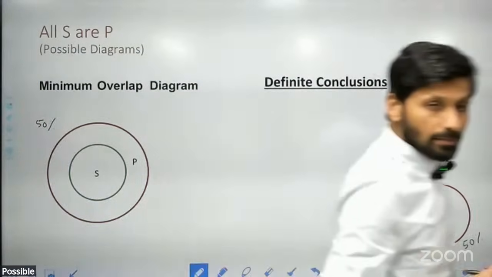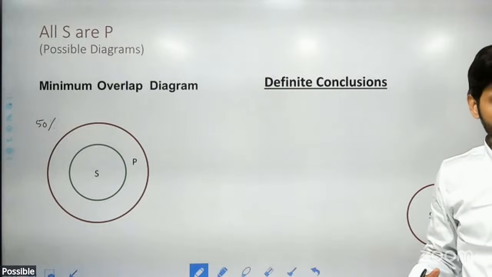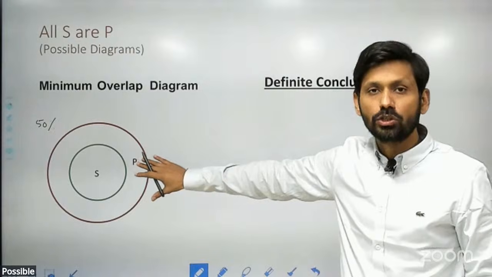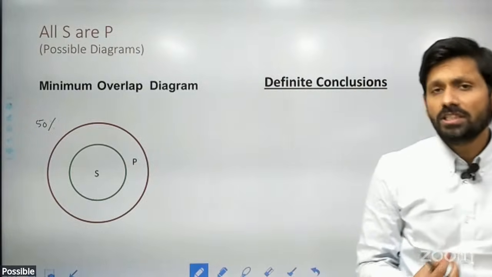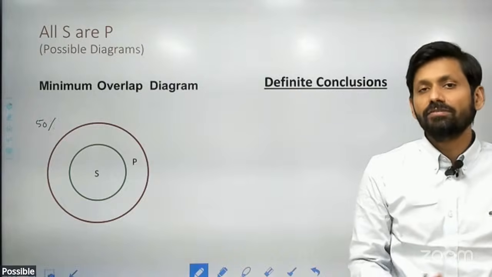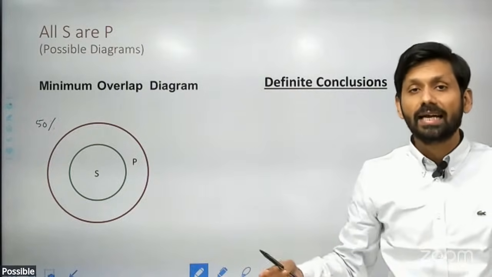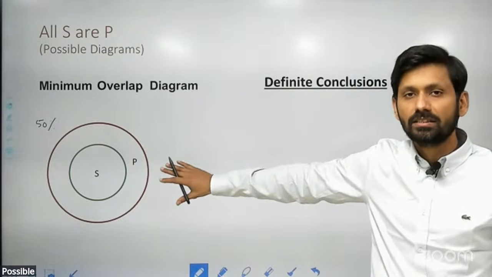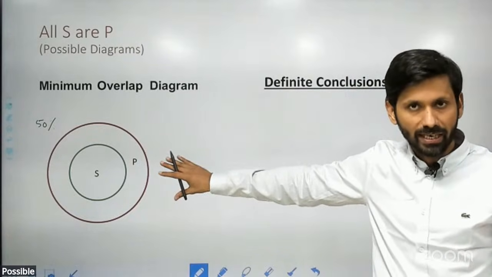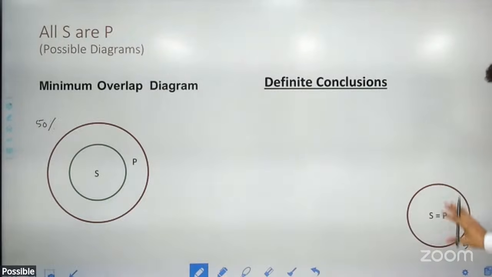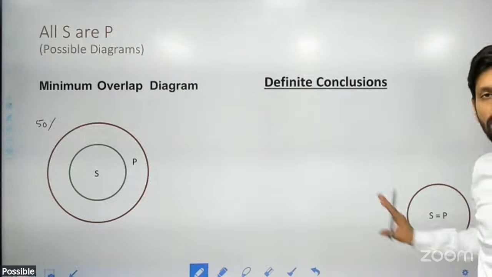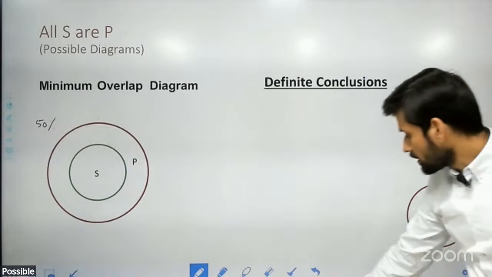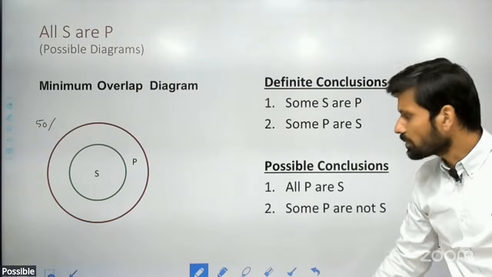But when we are solving questions, we draw the minimum overlap diagram. This is the diagram we draw when we are solving questions, because it affords us some convenience. We don't have to draw all possible diagrams for each of the statements. That's not feasible. So what grants us that convenience is we just do with the minimum overlap diagram. But of course in our head we understand these are the two possible ways to draw for all S are P.